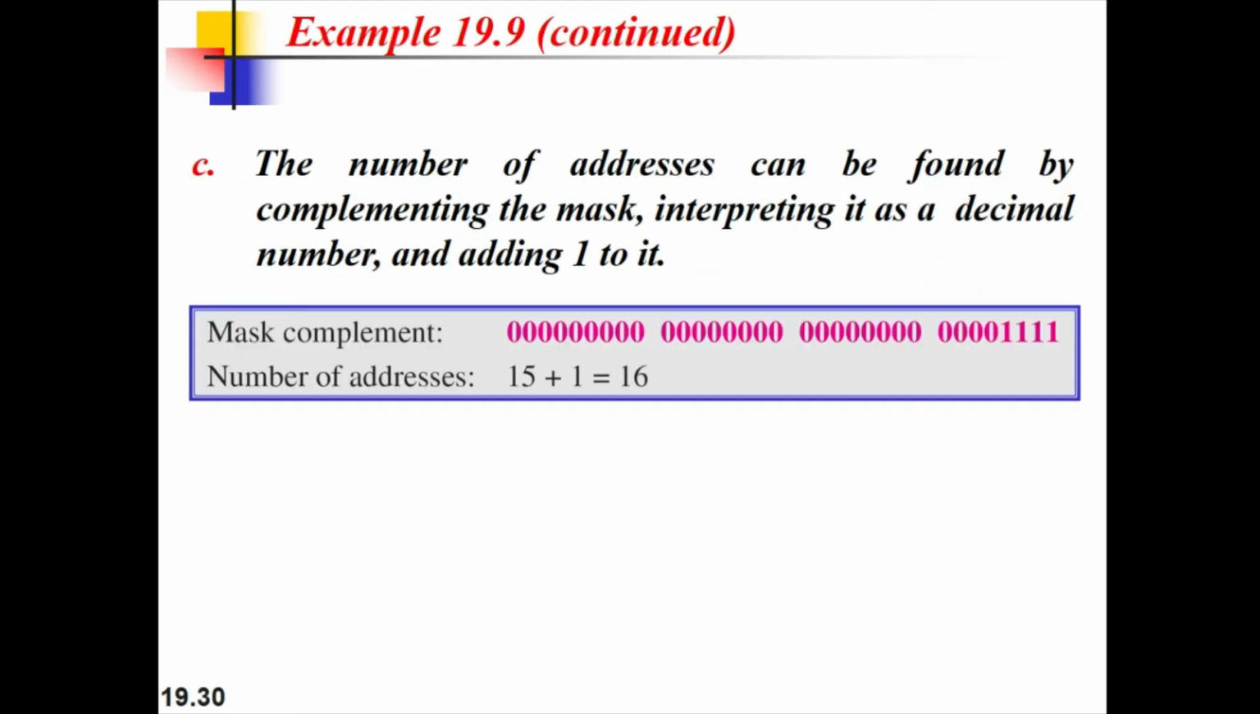The number of addresses can be found by complementing the mask, interpreting it as a decimal number, and adding 1 to it. So your mask complement from 28 of 1s changes to 0s. So now we have 28 of 0s followed by 4 of 1s. When you convert this into decimal, it gives you 15. So 15 plus 1 equals 16. This is the number of addresses in a block of addresses, or what we call the address space of a block of addresses.